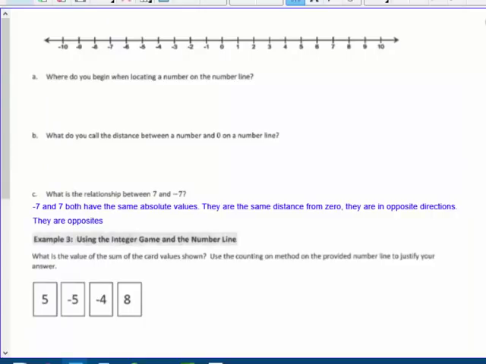So we have a large number line up there. It goes from -10 to +10. It says, where do you begin when locating a number on the number line? So you always start at 0. Always start at 0.